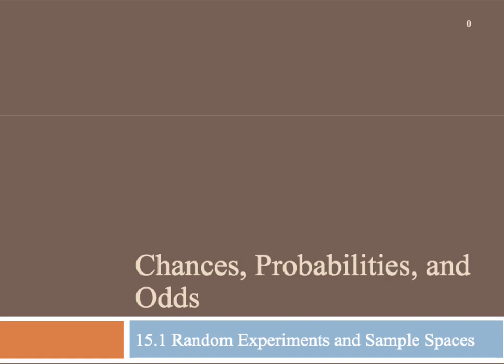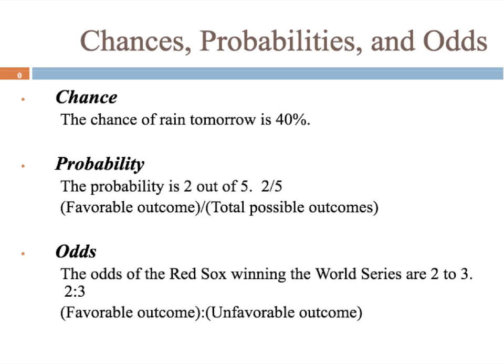This is the first section of our probability chapter. We're going to be looking at random experiments and sample space. Our first three terms are chances, probability, and odds. And sometimes these get confused with one another. They sound kind of similar, but mathematically they're actually different things.